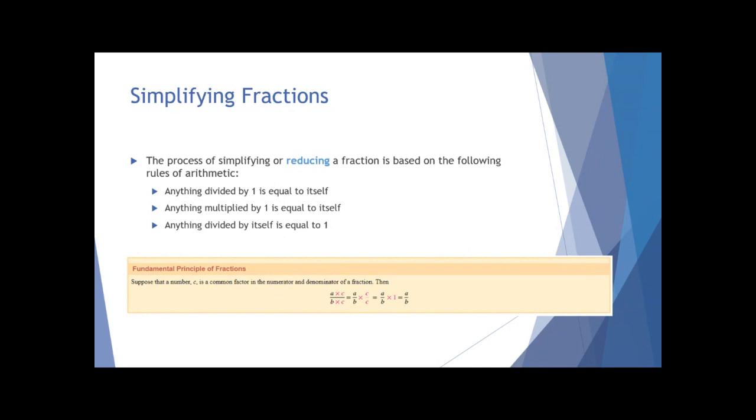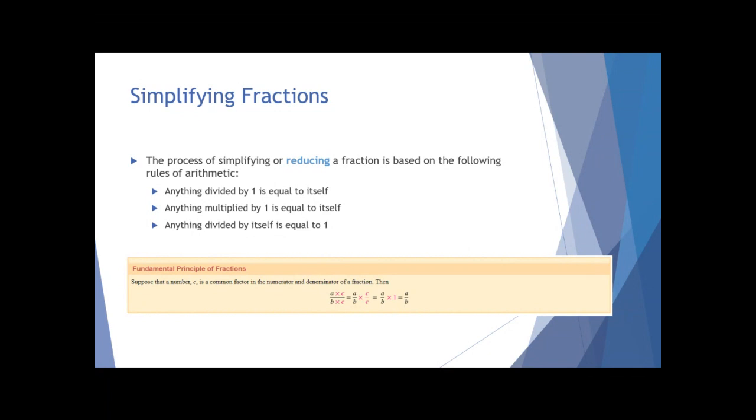Simplify is a math word that we use that means a lot of different things. Reducing is one of those. So if you're simplifying and you end up with fractions, you always have to reduce. You're never done until you've reduced your fractions in the end.